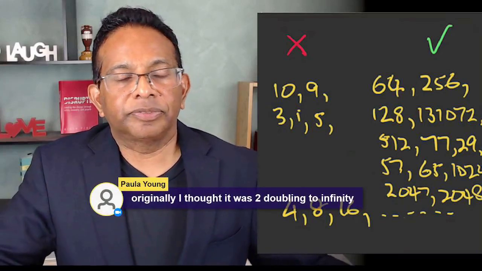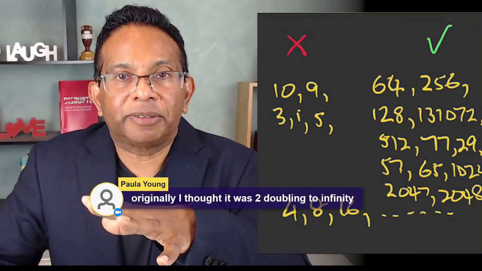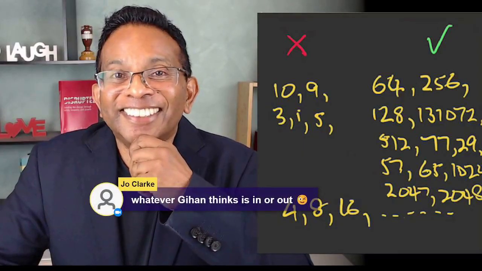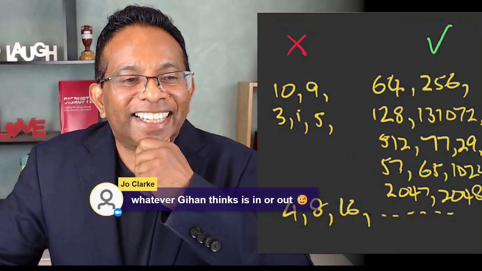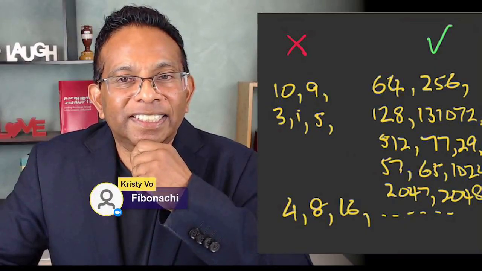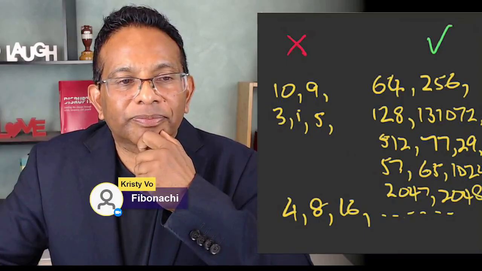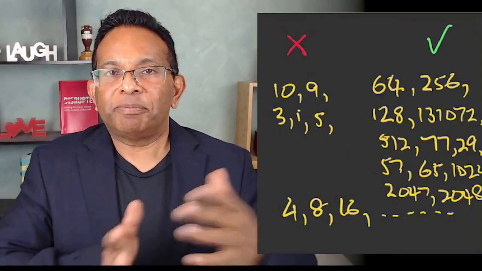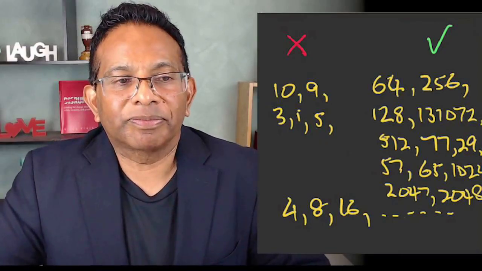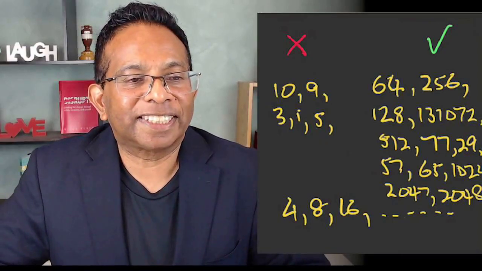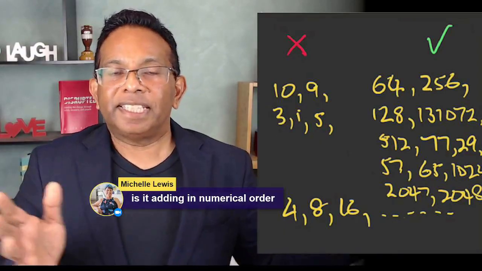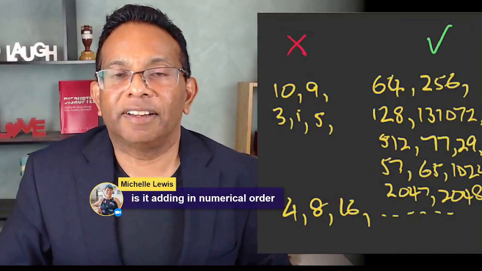Okay. Any other guesses? As I said, this is a really simple sequence. You could do this in primary school. Whatever Gihan thinks is in art, no, it's not. I've got a sequence in mind. It's not the Fibonacci sequence. Okay, I'll give you the answer. The sequence is that the numbers are increasing. Michelle just said that. It's adding in numerical order. So the sequence is any set of numbers where the numbers are increasing. As simple as that.